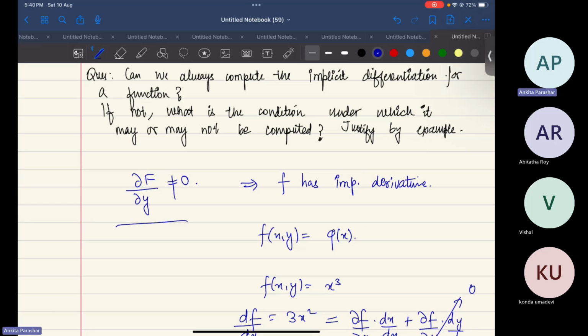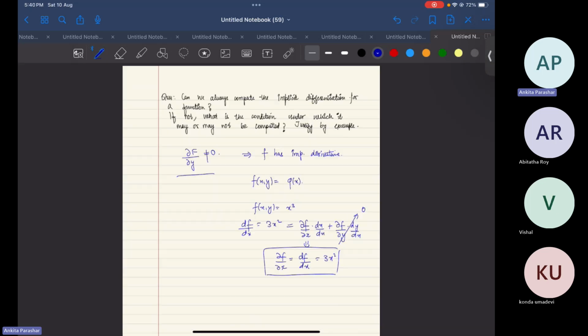Suppose this is 0. There are certain functions where we can separate, but this is 0 and therefore we cannot do that. There was one example I think that has been discussed in the class. Okay, maybe we will come back to this later.